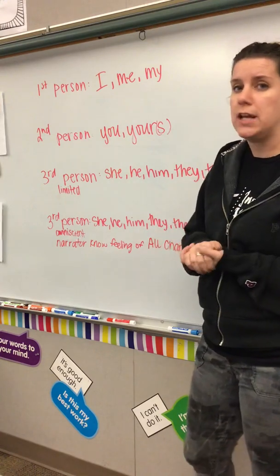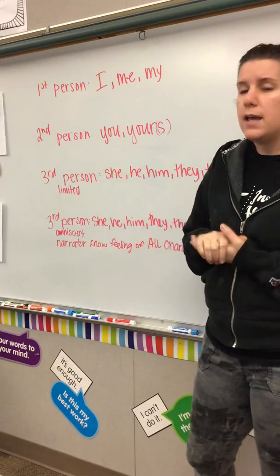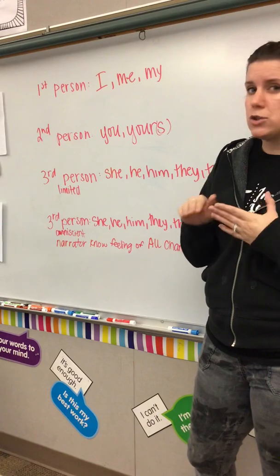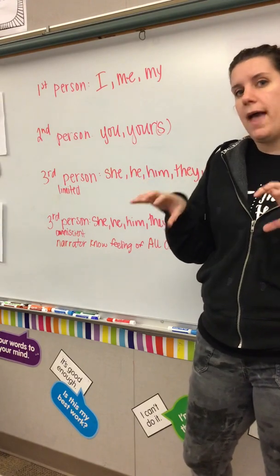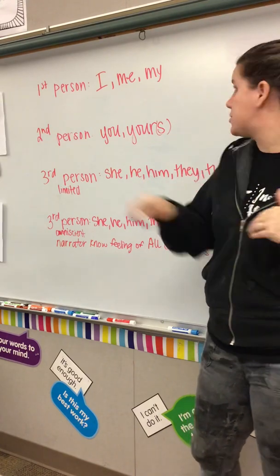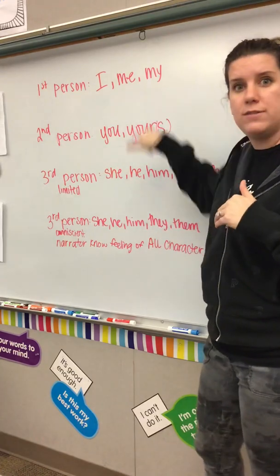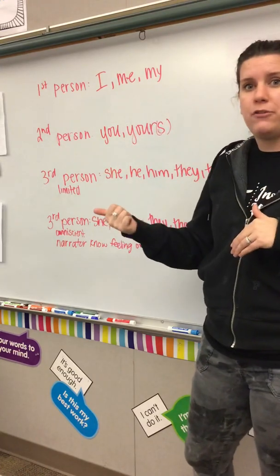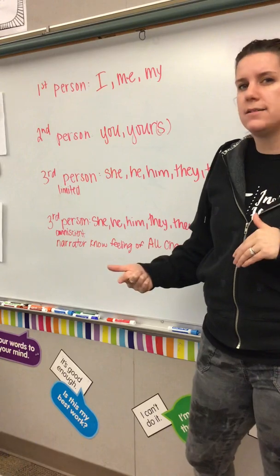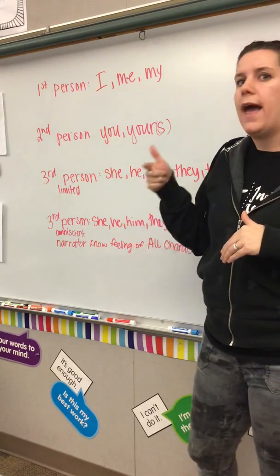For this worksheet, you have 3 short little stories. It wants you to read the story, and then you have 2 boxes at the bottom. It wants you to put down your clue words, so any of these words that you see, which point of view it is, and how you know that. So what in the story helped you know that?